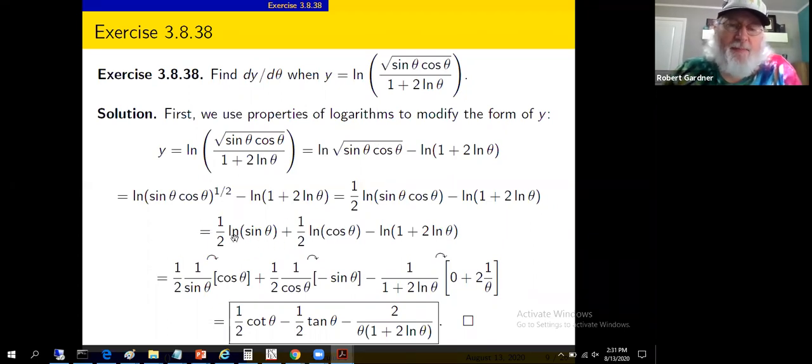Now, there's still some compositions here. Natural log of sine theta, that'll require a chain rule. There you go. Natural log cosine theta, that'll require a chain rule. Actually, even this one will require a chain rule. I see we use a chain rule 3 times in finding dy d theta. But that's easier than taking the reciprocal of what's inside and multiplying by the derivative of what's inside.